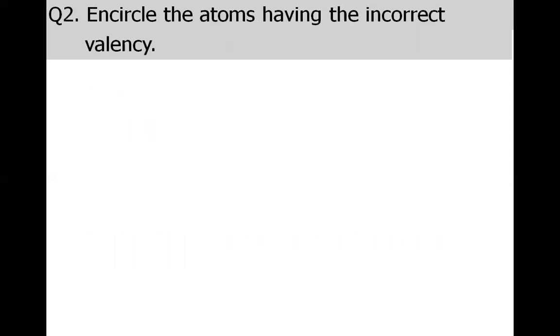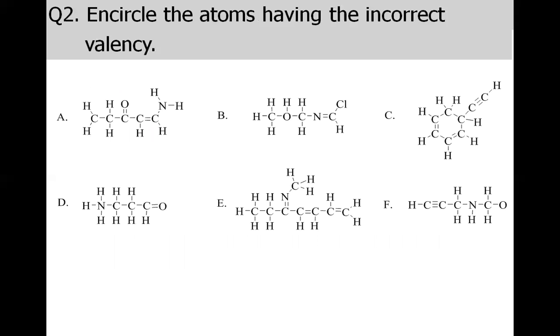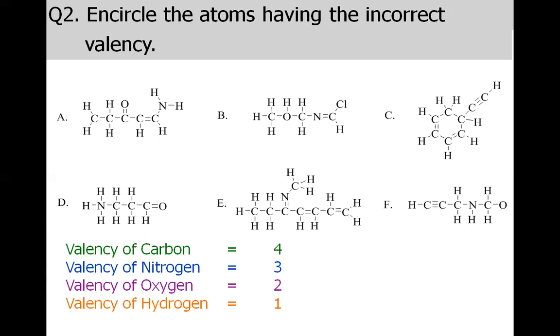Now let us discuss the second question. In this question, we were given six different structural formulae, and we were asked to encircle the element which is not in the right valency. So before attempting this question, let us recall that the valency of carbon is 4, the valency of nitrogen is 3, the valency of oxygen is 2, and hydrogen is 1.